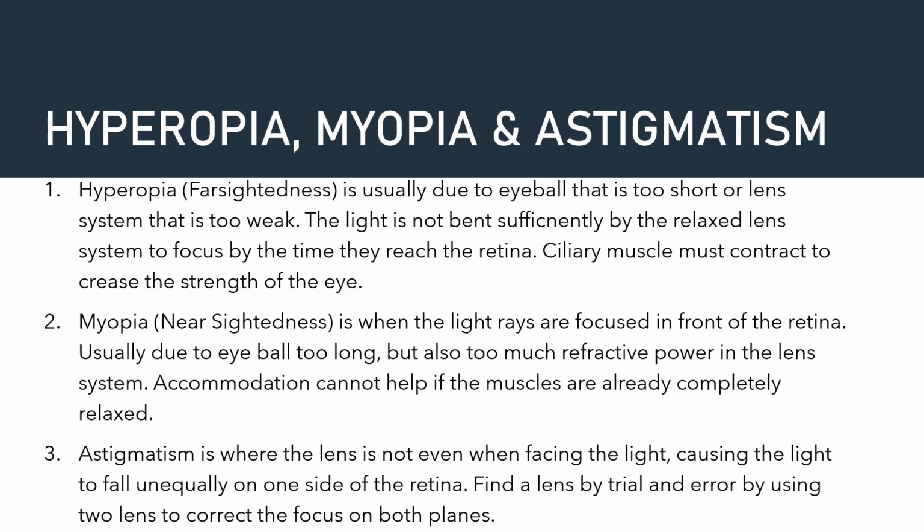Short-sightedness is because the light is focused in front of the retina, because the eyeball is too long. Astigmatism is because the light is bending either up or down or left or right.